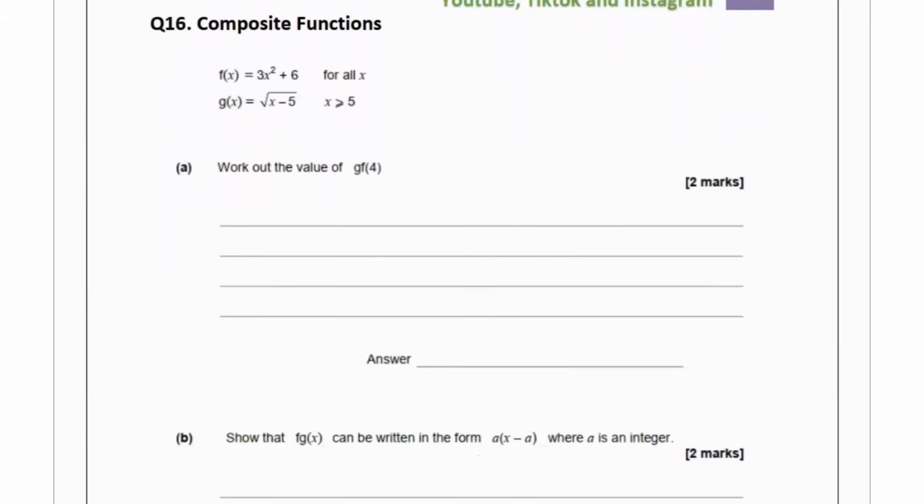Composite functions. This is something that did not come in paper 1 as far as I know. I heard domain and range came, inverse functions came, piecewise and composite did not come. So I still wanted to include composite functions in case it comes and someone doesn't know how to solve them. So we have two functions, f of x equals 3x squared plus 6 for all x, and g of x equals square root of x minus 5 where x is greater than or equal to 5. We have to work out the value of g of f of 4.